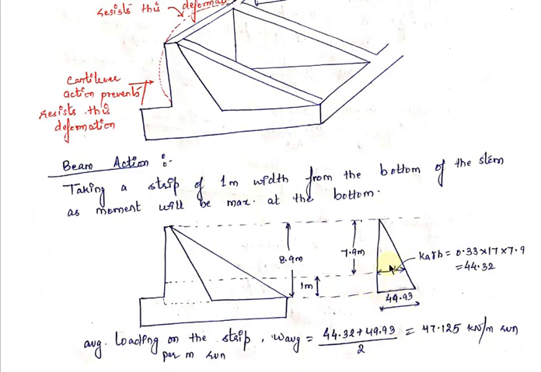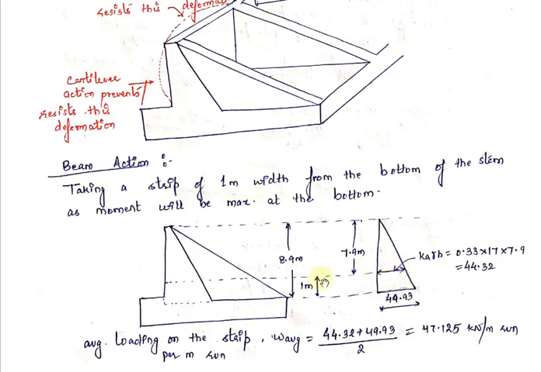And in every design, we have to design every component for maximum bending moment. So we can get the maximum bending moment only by putting the maximum value of the load, and the maximum value of the load is at the bottom of the stem. Therefore, we will consider a 1 meter wide strip at the base of the stem. So here we have considered a strip of 1 meter width.